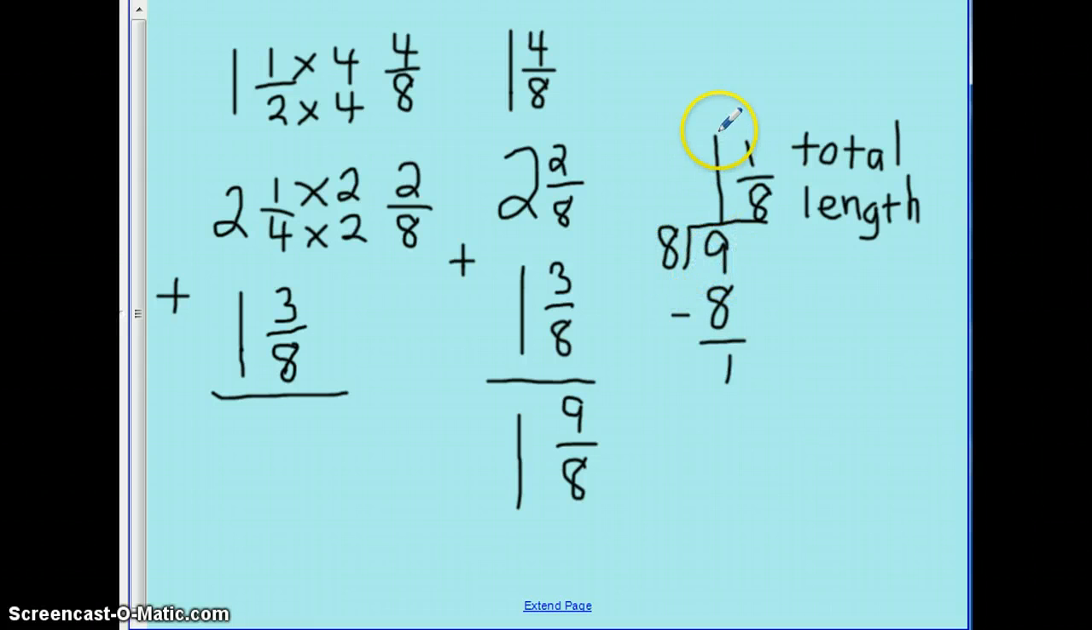8 goes into 9 one whole time. 1 times 8 is 8. 9 minus 8 is 1. This is now my numerator, my denominator, so I have 1 and 1/8 total length. Then I take it over here again, and I add that 1 here. Okay, and now this is 1/8. Okay, so 1 plus 1 plus 1 is 3 plus 2. So now my answer is 5 and 9/8.